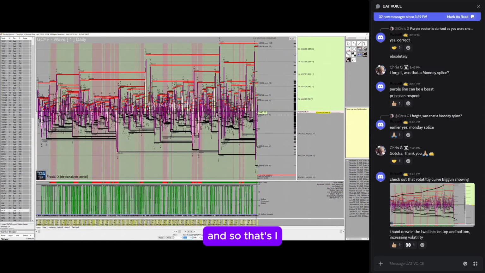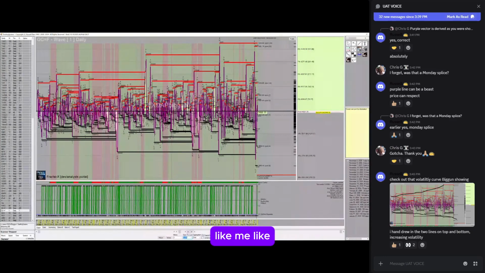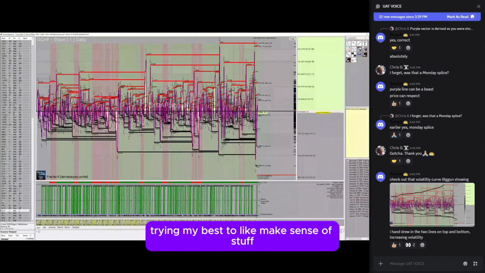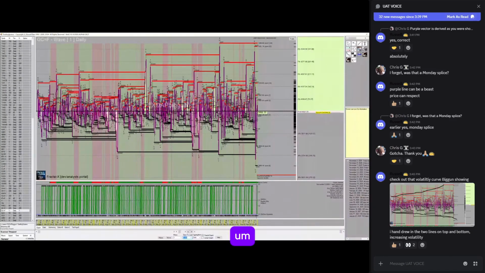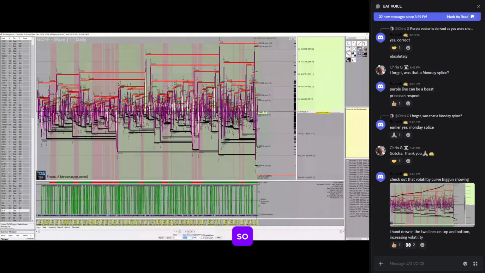Look, I'm not a professional. This is just me trying my best to make sense of stuff. I'm a 20-year-old guy. I'm not a professional by any means. So you can challenge me or say whatever if anyone has something wrong with what I'm saying. This is just a generalized overview of where we're heading.